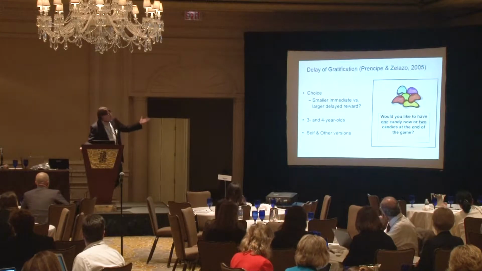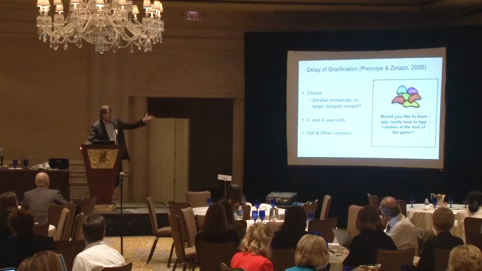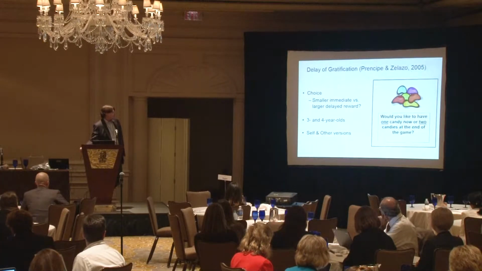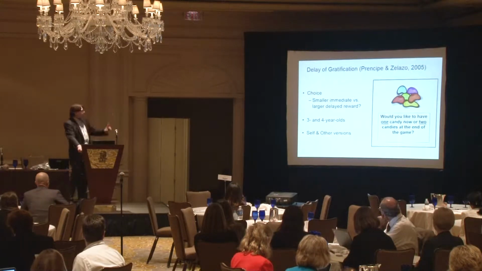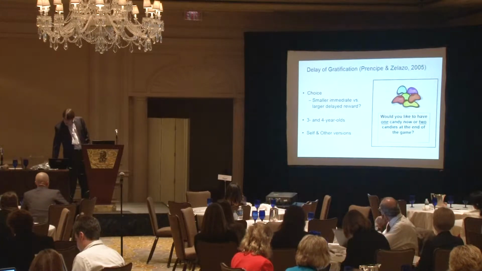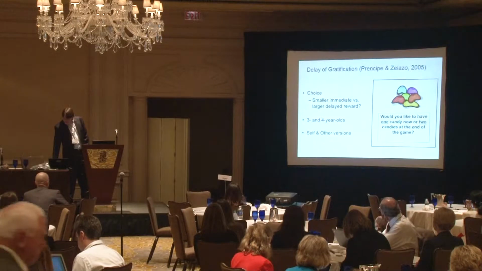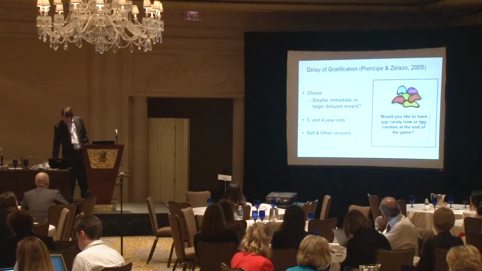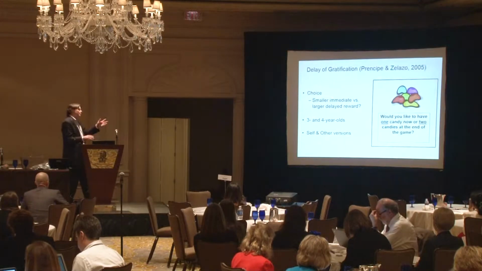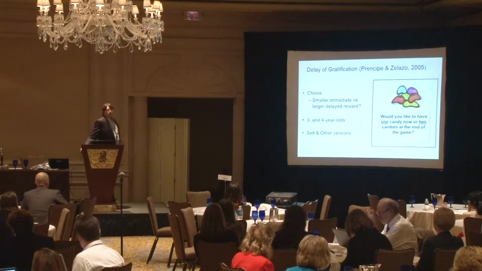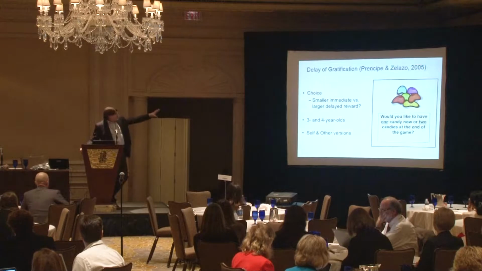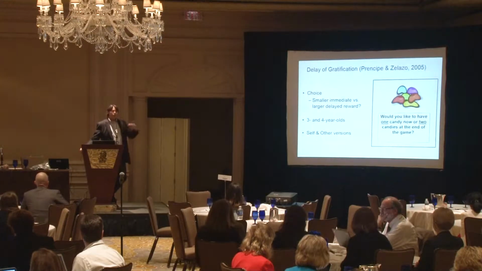Would you like a smaller reward now, like one candy now, or would you rather wait and have 2 candies when it's time to go home? And in one study with Angela Principe, we presented this task to 3- and 4-year-olds, and we did it in 2 different ways. The way I just described, which we called delay of gratification for self. Would you, the child, like 1 now or 2 later?